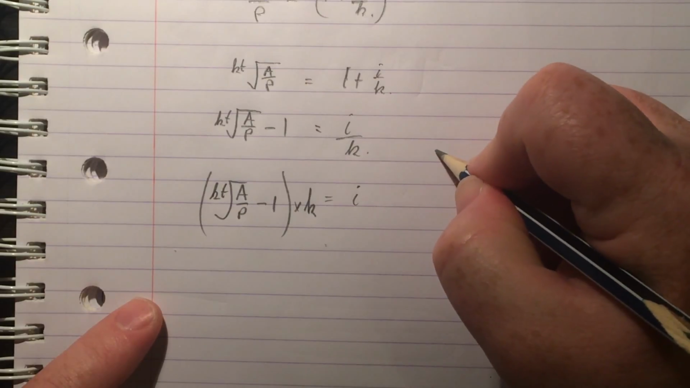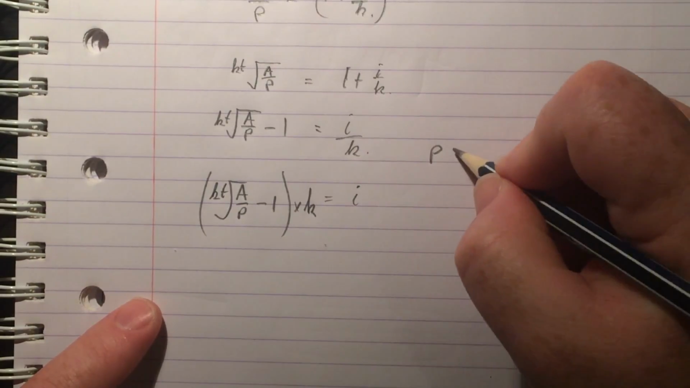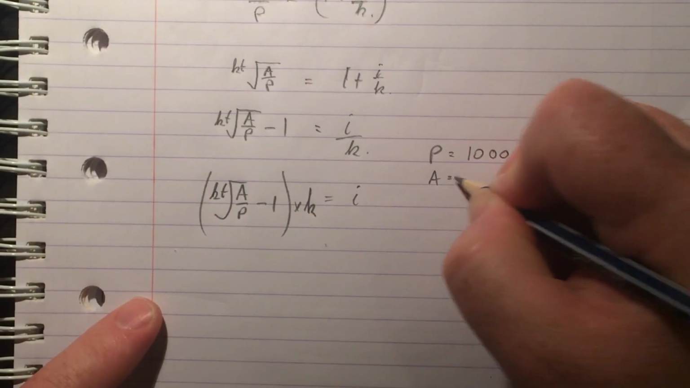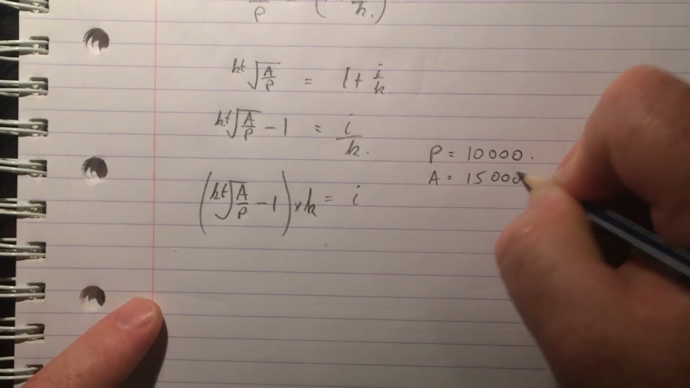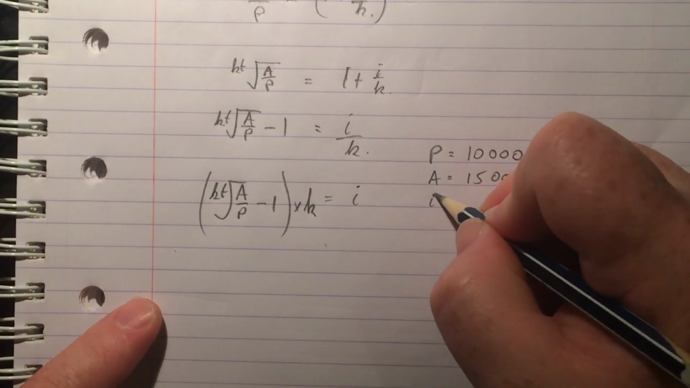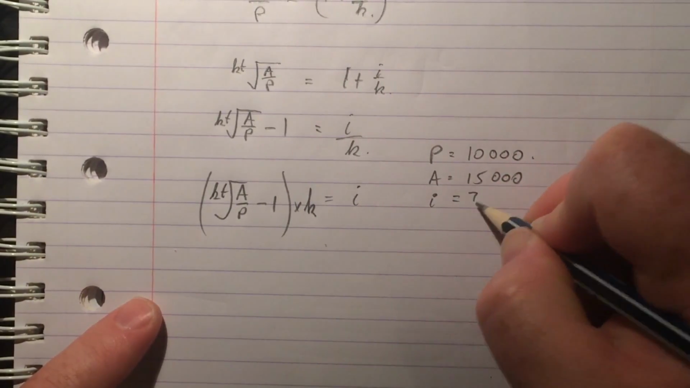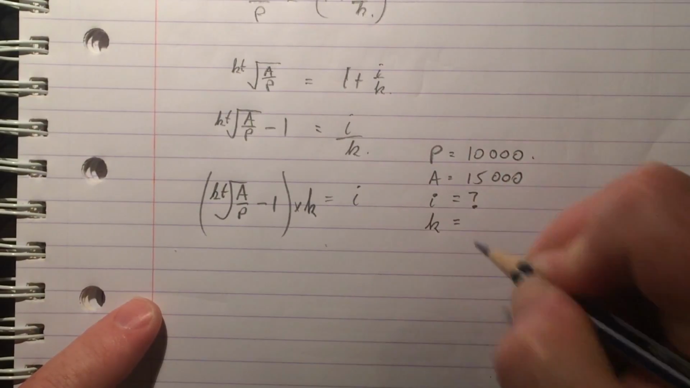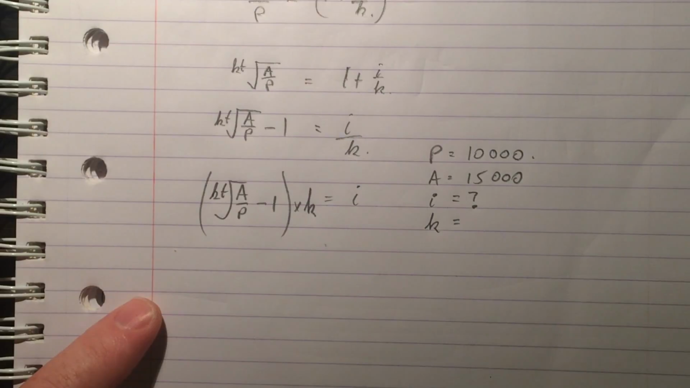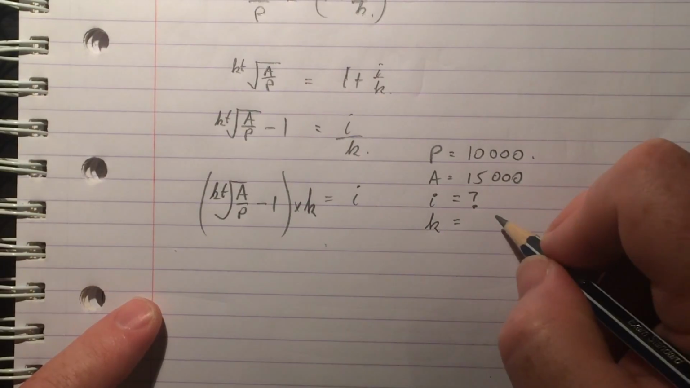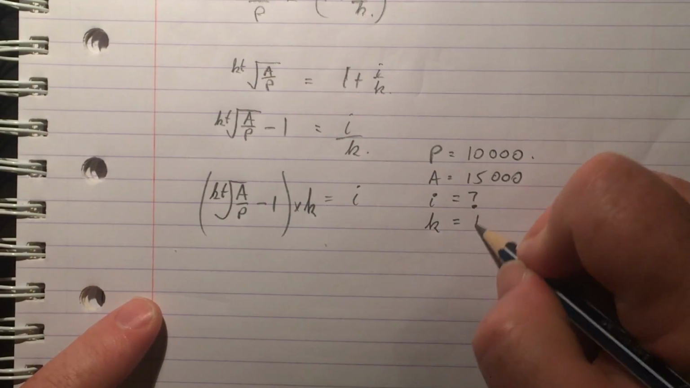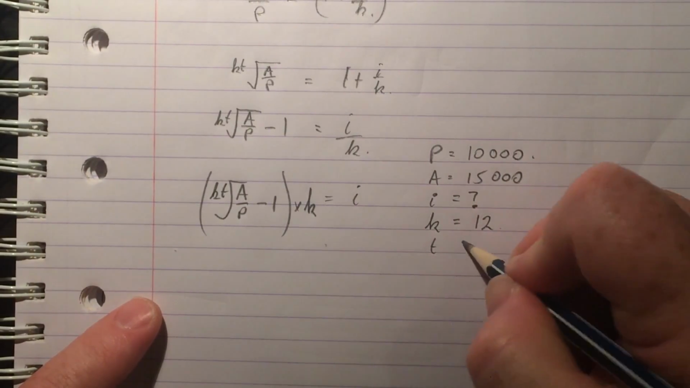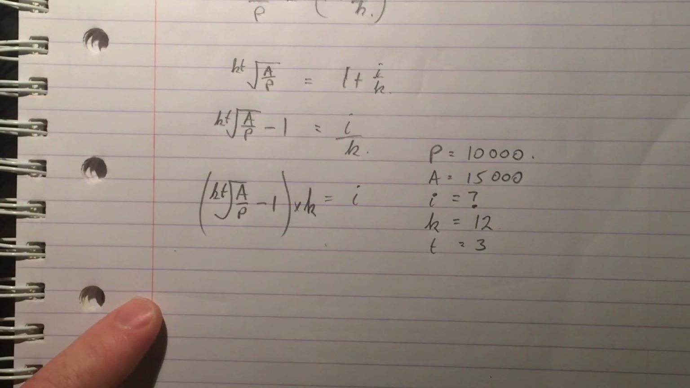So we're saying we want a principal amount. I want to start with $10,000. We want to end with $15,000. The interest rate is what we're trying to find out. The rest period, the number of rests per year, I should say. So we said it's compounded monthly. So the number of rests per year is 12. And we said it was an investment for 3 years.